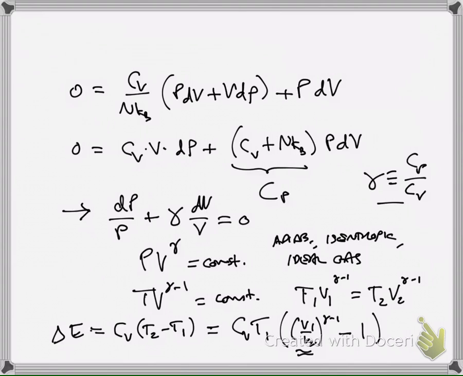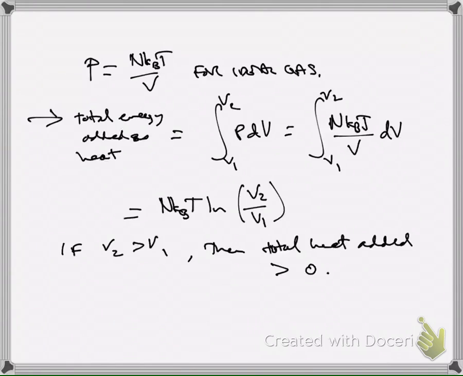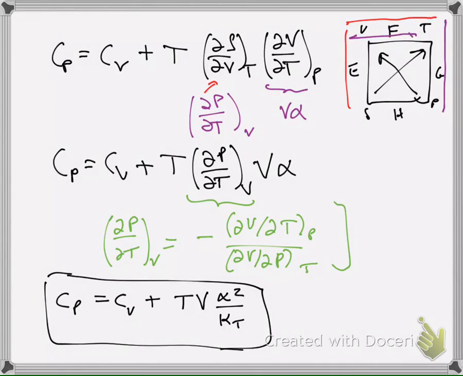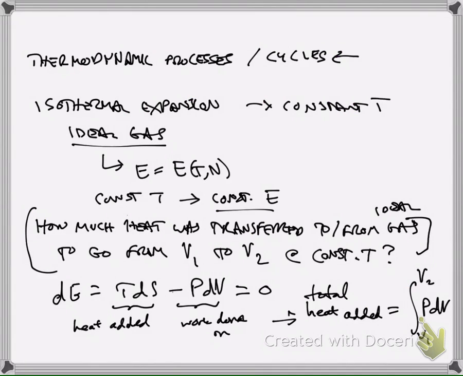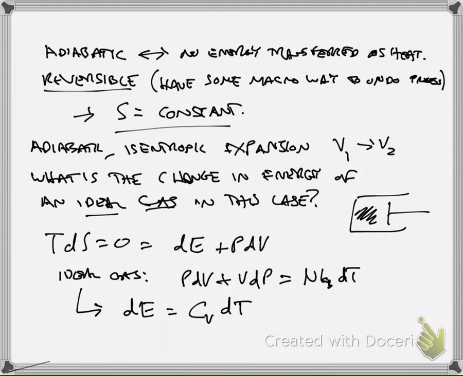So, okay, what processes have we done so far? We have done isothermal expansion, and we did the ideal gas case. We did what happens when there's an adiabatic, isentropic expansion. Let's do another kind of expansion now, another kind of thermodynamic process. We're going to do vacuum expansion.